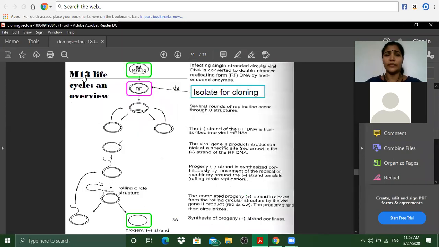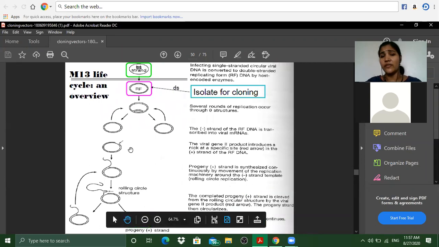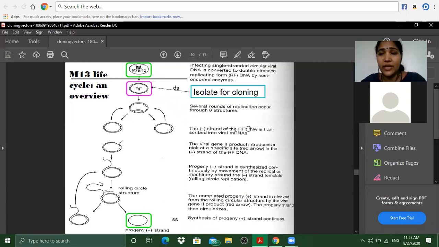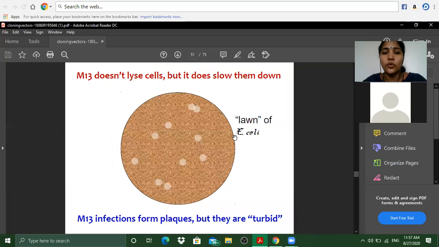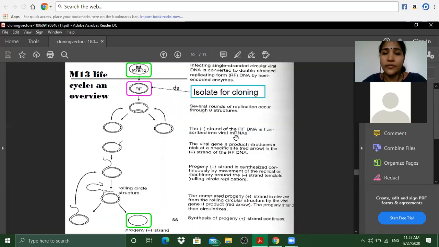So this is how the M13 life cycle and overview has been given. I'll keep this for you to learn on your own, because this is kind of extra information for you to understand it in a deeper manner. Okay. So you can refer to it whenever you are going through the slides again.